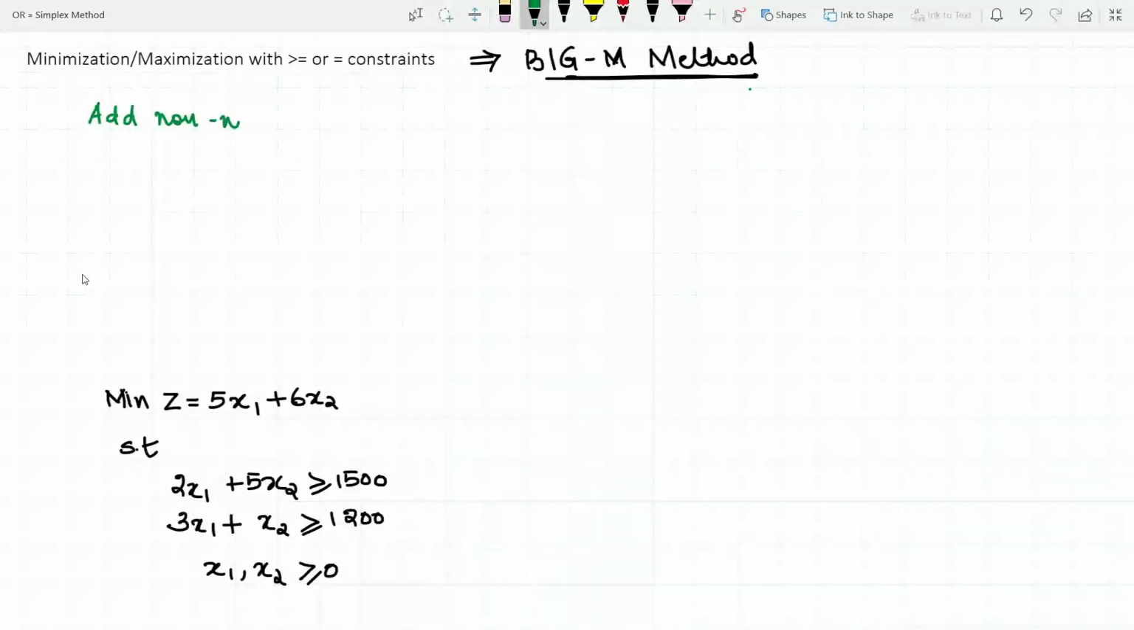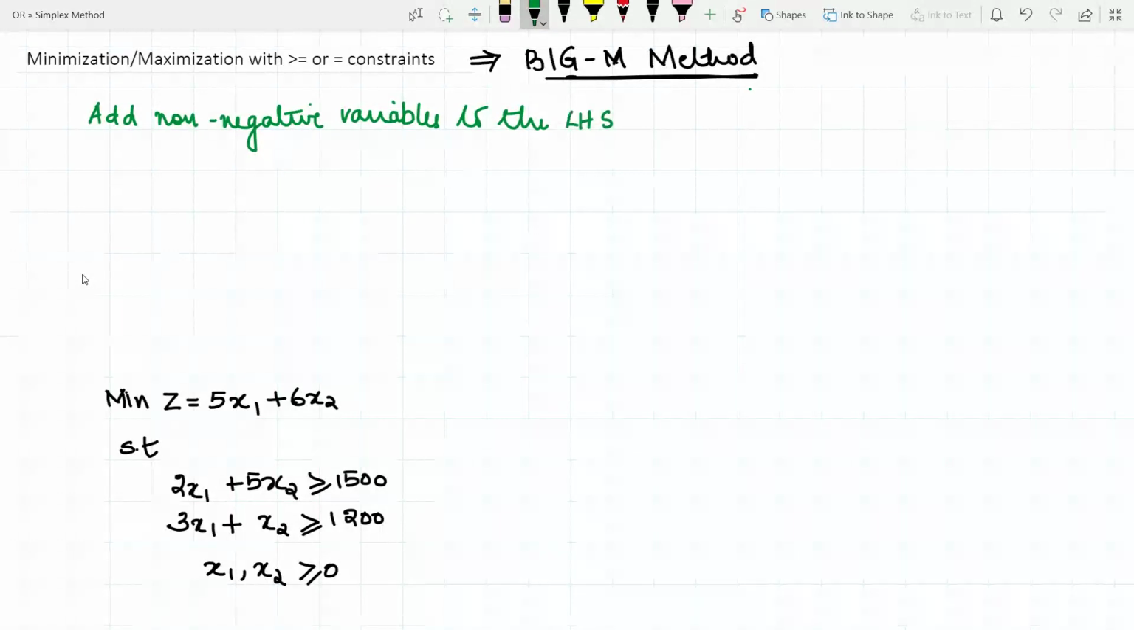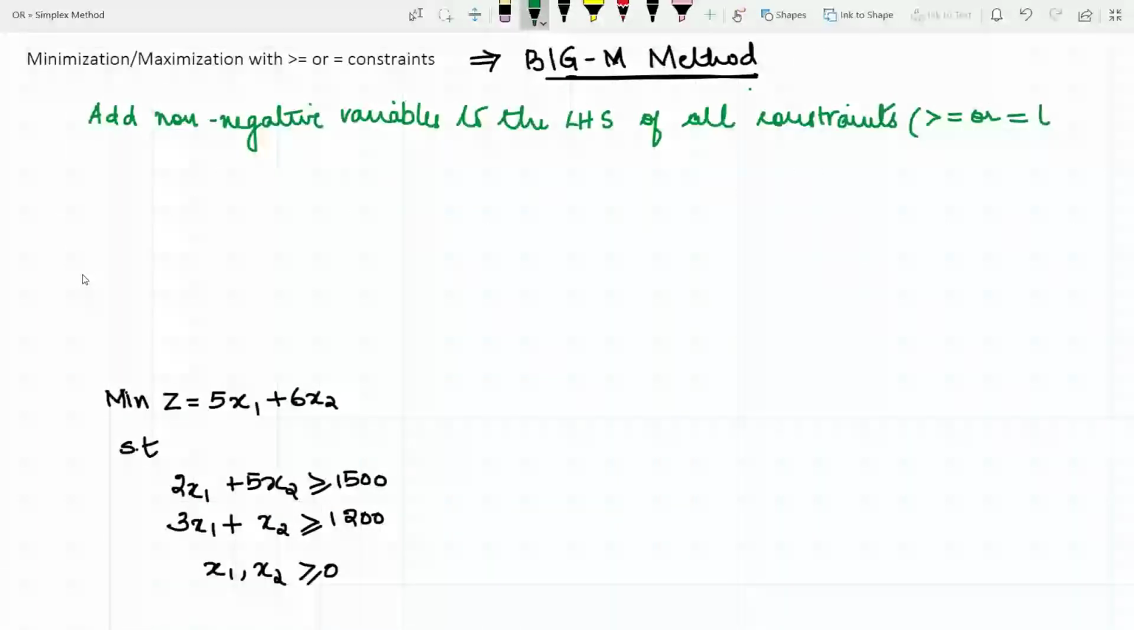negative variables to the LHS of all constraints which are greater than or equal to or equal to type. And these variables are called artificial variables.